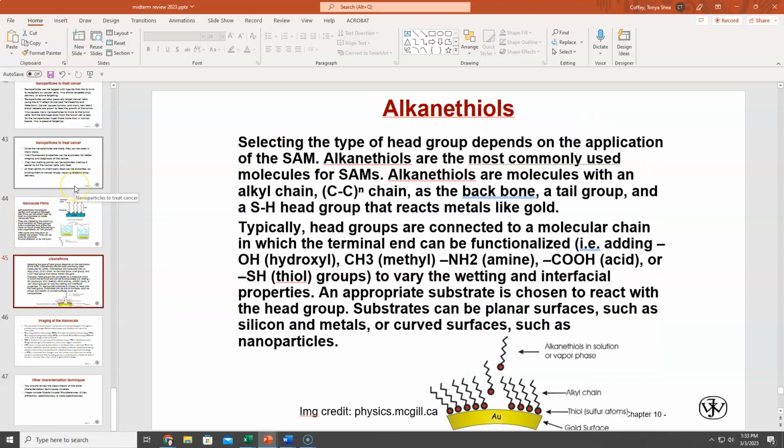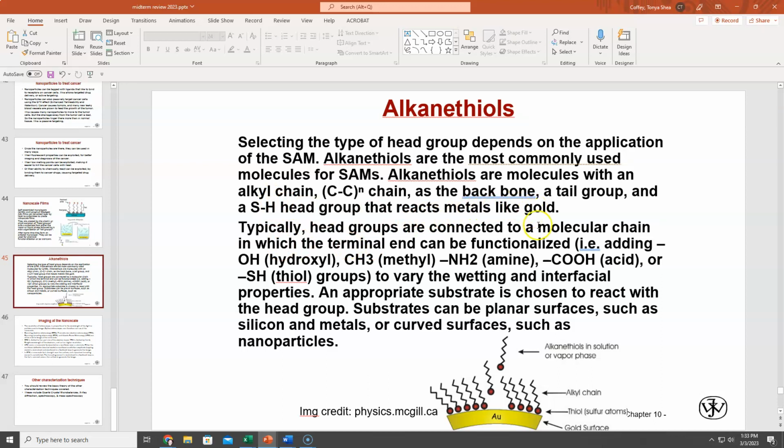So selecting the type of head group depends on what application, what substrate you have, for example, that you want to bind the SAM to. Alkane thiols are some of the most commonly used molecules for self-assembled monolayers. They're molecules that have an alkyl chain, which is a long carbon-carbon chain, as their backbone, which is their tail group. And then they often have a sulfur head group that reacts with certain metals like gold.